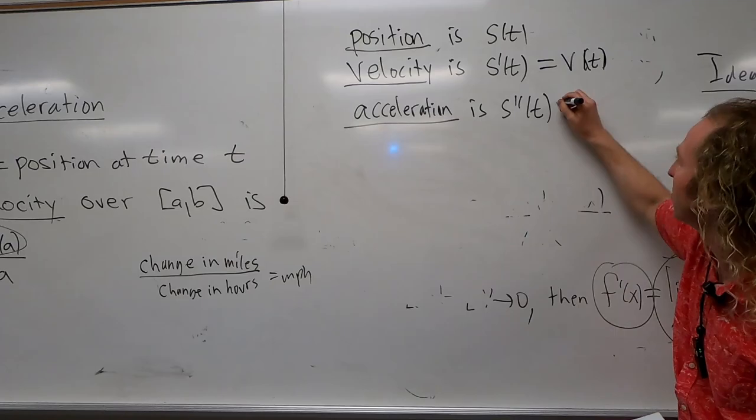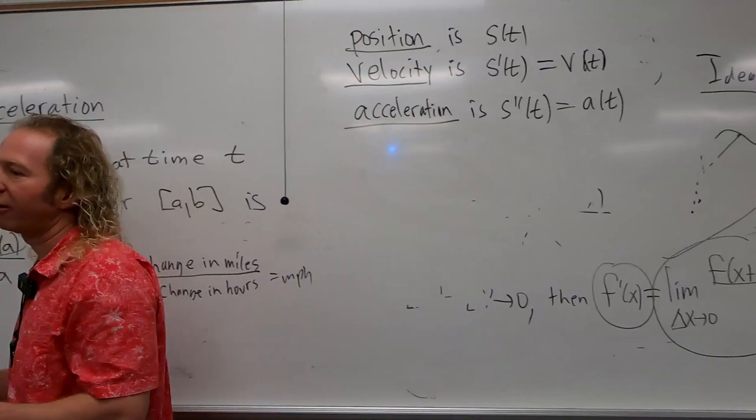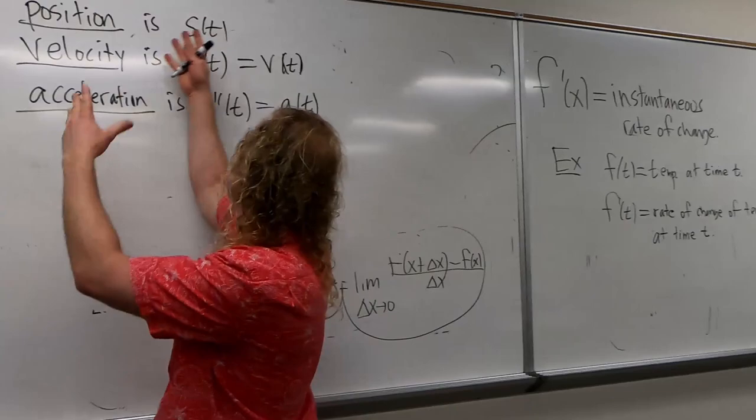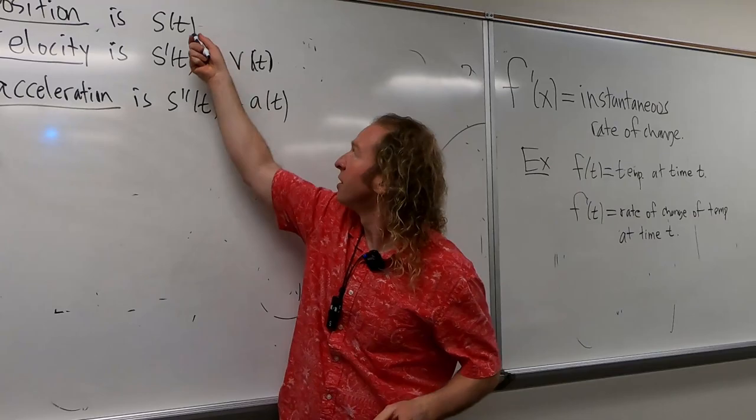In physics, they tend to use a lot of formulas. I was recently looking at a physics book a few weekends ago for fun, long story, and they had all kinds of crazy formulas in the book. I was like, whoa, this is way more complicated than what we do in this class. This seems easier to me, because you just take derivatives to get the rest of the stuff, right?